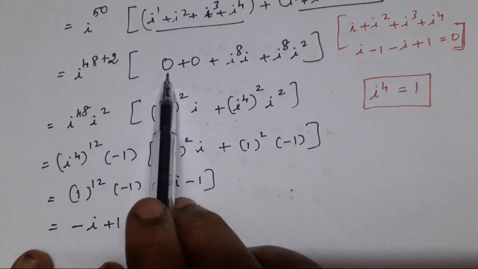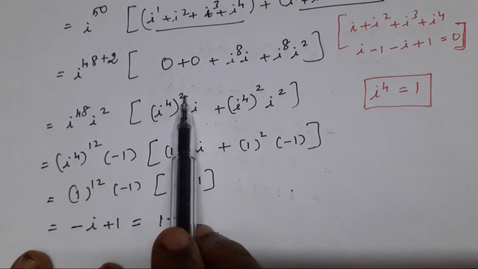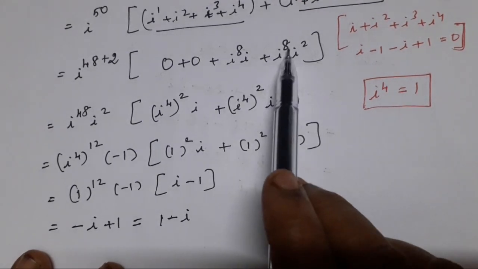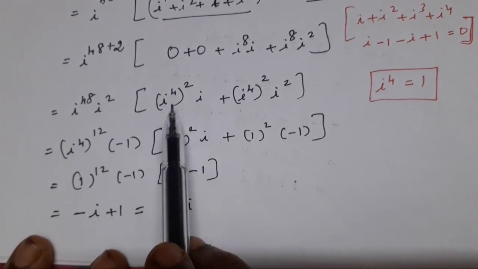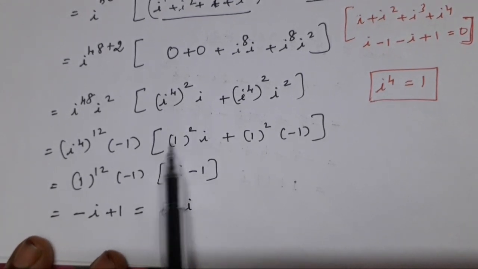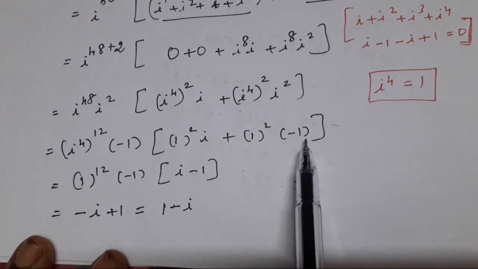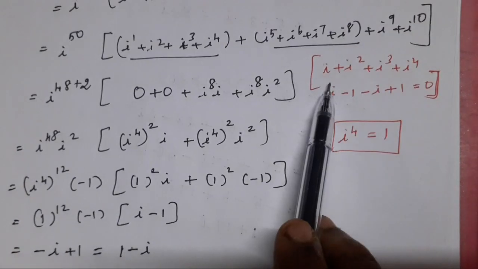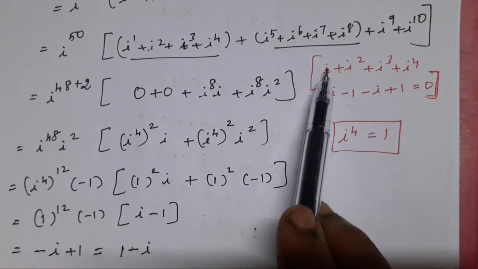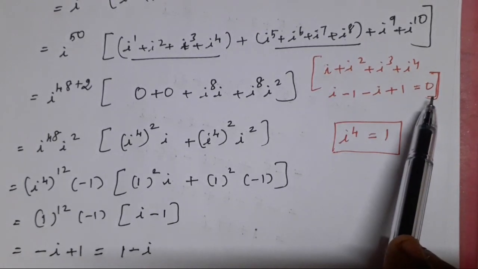The first term, second term becomes 0. i power 8 is rewritten as i power 4 the whole square into i. Here also i power 8 is i power 4 twice, 4 twos are 8. We remember what is i power 4? It is 1. So 1 square into i, similarly 1 square into i square, which is minus 1, since i square value is minus 1. A continuous set of 4 values of the powers of i always becomes 0.